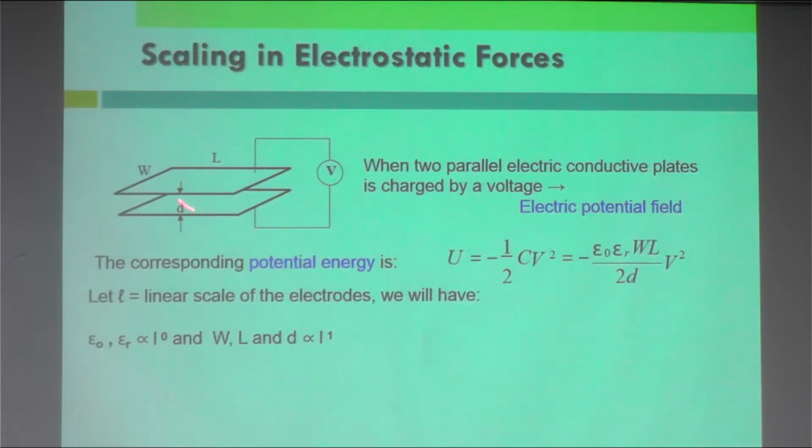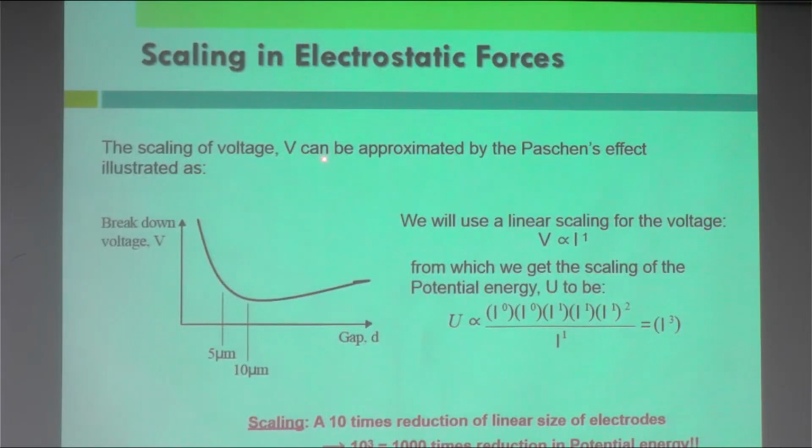So the concept is very simple. When two parallel electrically conductive plates are charged by a voltage, you have electric potential between these. So the corresponding potential energy is this. So the linear scale of the electrode that we have is this, and then you can get the scaling of the voltage. V can be approximated by the Paschen effect. So if you have, this is at 5 micron size, this is 10 micron, then you can get your gap. This is the gap. Then this is the size reduced.